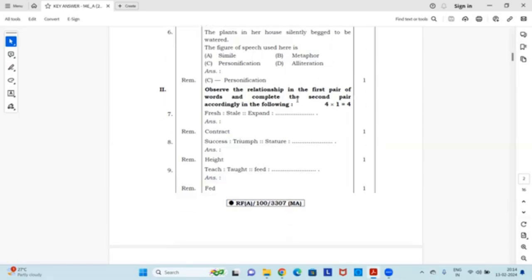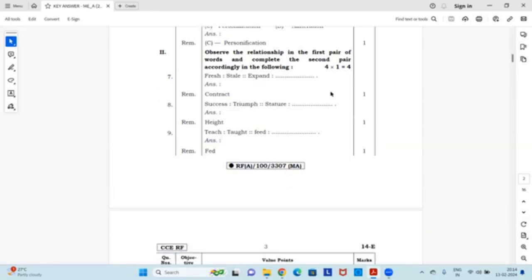Let's continue with the second main. Observe the relationship in the first pair of words and complete the second pair accordingly. Whatever is the suitable relation, like meaning or opposite, in the same way you have to fill in the second pair. First one: fresh is to stale as expand is to dash. The answer will be contract. It is opposites, antonyms.